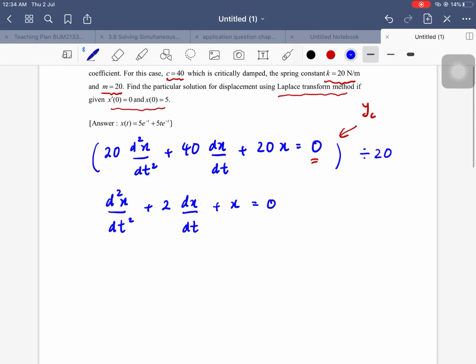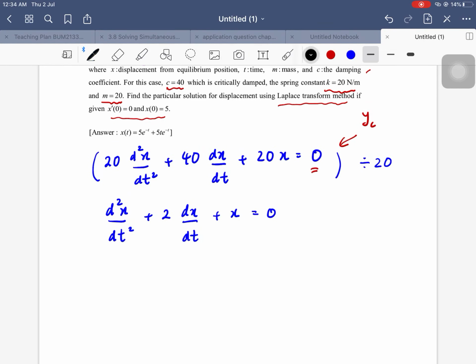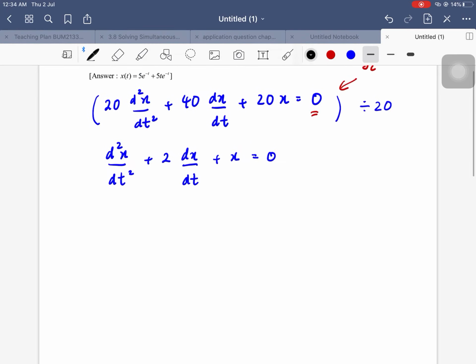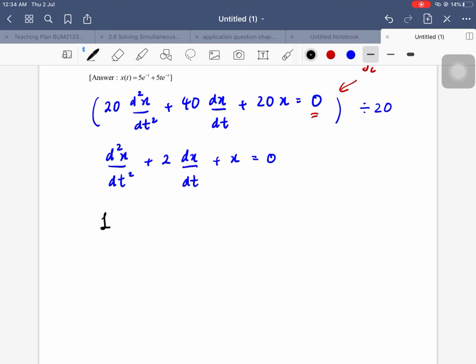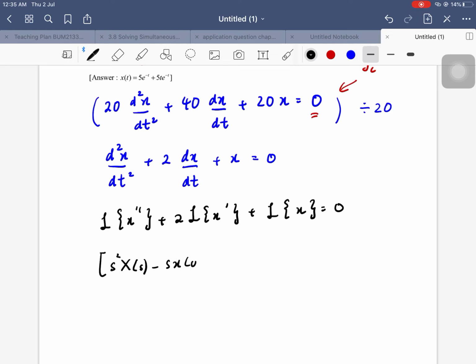We know that if you want to solve an equation by using Laplace transform, the first step is to Laplace both sides of the equation. So now let's apply the linearity theorem. Laplace of x double prime plus 2 Laplace of x prime plus Laplace of x is going to equal 0. Now apply the formula. Laplace of x double prime will be given by s squared capital X of s minus s x of 0 minus x prime of 0. This is the formula for the Laplace of a second order derivative.